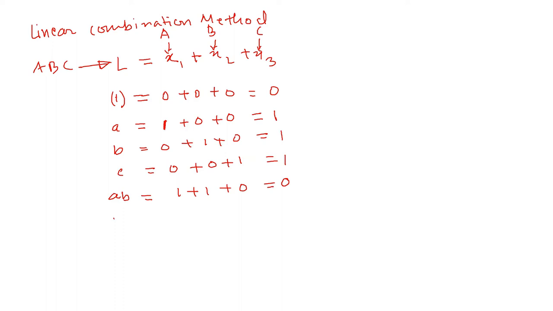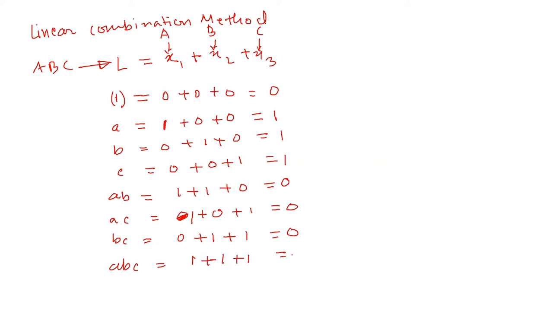And then AC, same, A high, 1, B low, and C high. Same thing, 1 plus 1 is 0, and plus 0 is 0. So BC, similarly, is 0, 1 plus 1 is 0, plus 0 is 0. Now ABC, which is all of these high, so 1 plus 1 is 0, 0 plus 1 is 1.